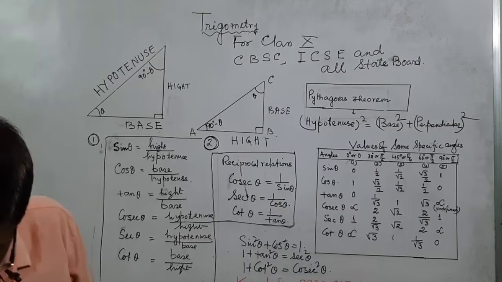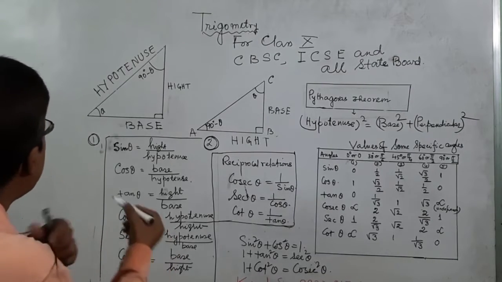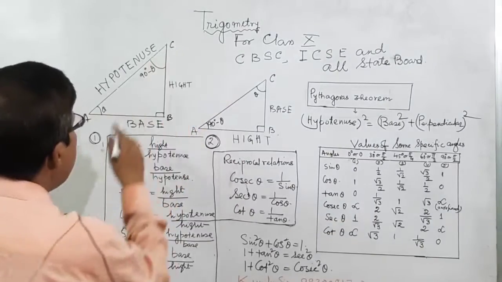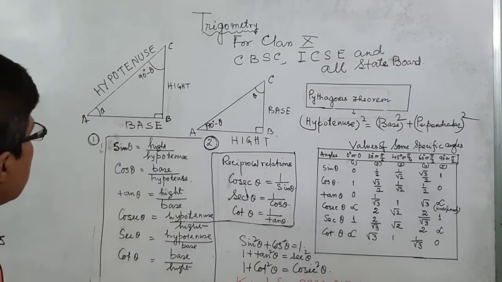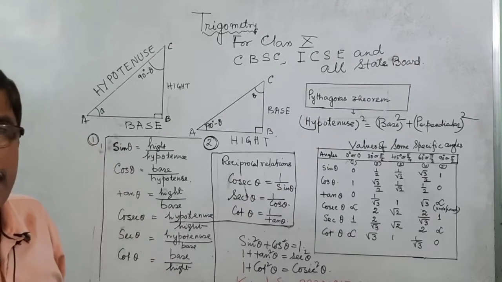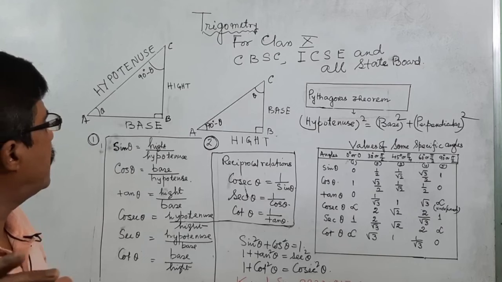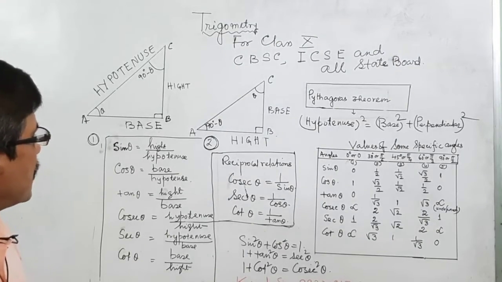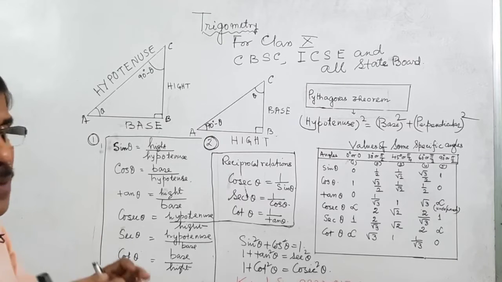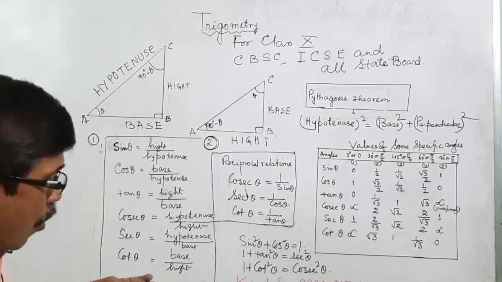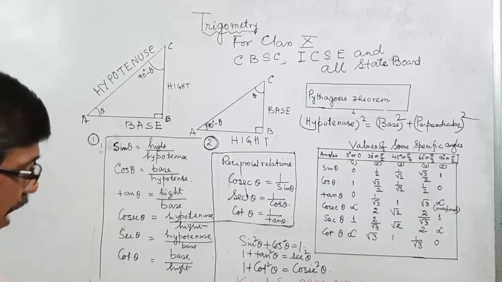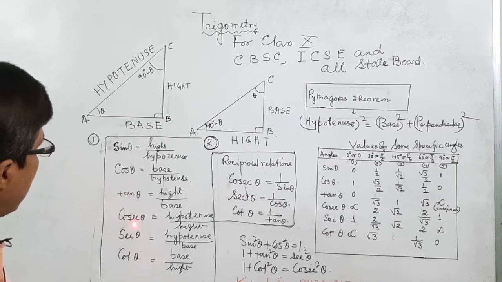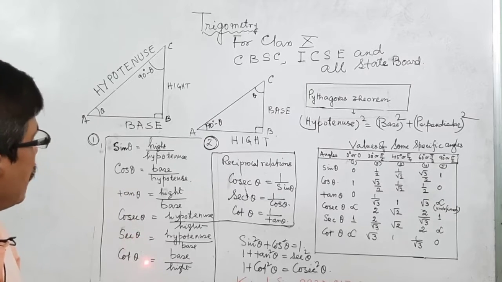So we have taken a triangle. I am inserting the names A, B and C. AB is the base of the triangle ABC, BC is the height or altitude, and AC is the hypotenuse. So we are now finding some trigonometrical ratios. What are the ratios? The ratios are sin theta, cos theta, tan theta, cosec theta, sec theta and cot theta.